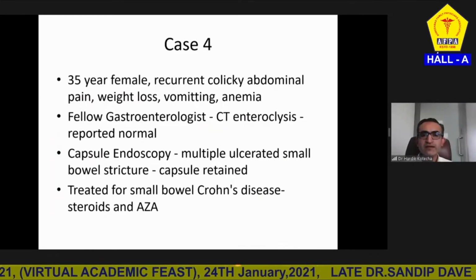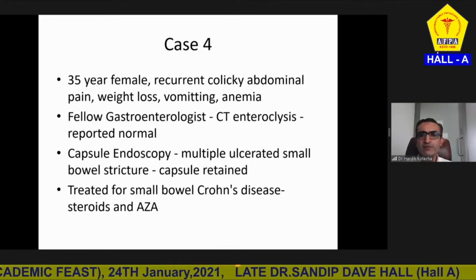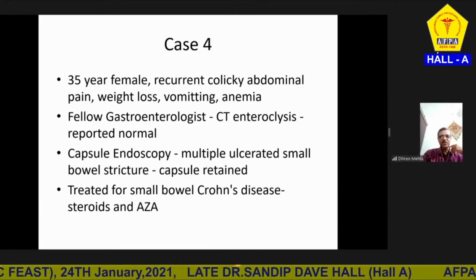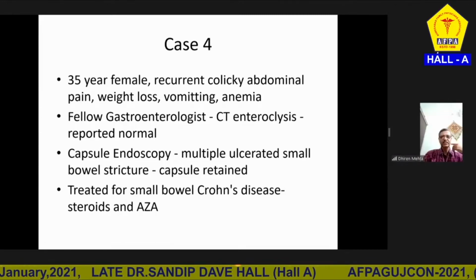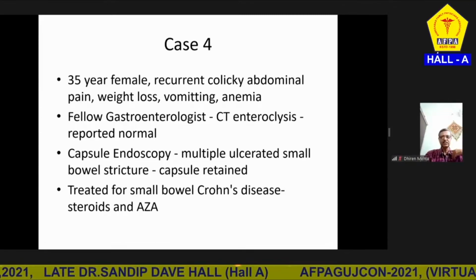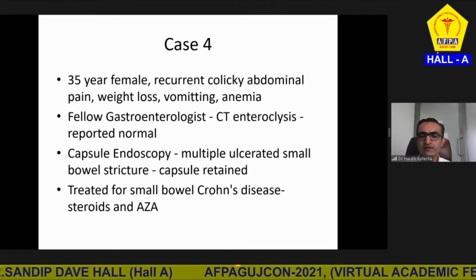Now, another case, 35-year female, recurrent colicky abdominal pain, weight loss, vomiting, and anemia. She was having these symptoms for around 2-3 years. She went to a gastroenterologist. A CT enteroclysis was done to see the small intestine. It was reported normal. No strictures were seen. No bowel thickening was seen.